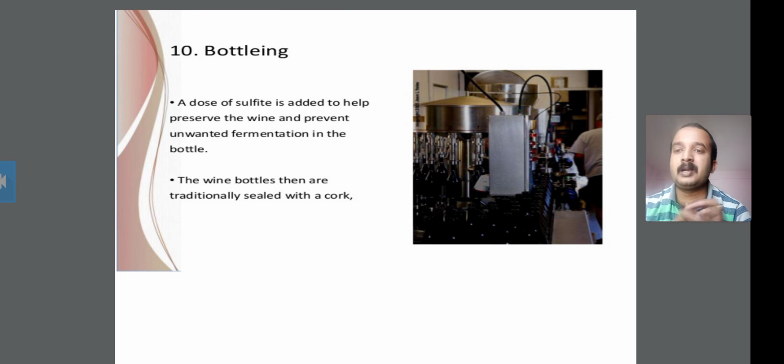The wine bottles are then traditionally sealed with a cork. This is all about the bottling, and this is the ten steps you have to use in the manufacture of grape wine.